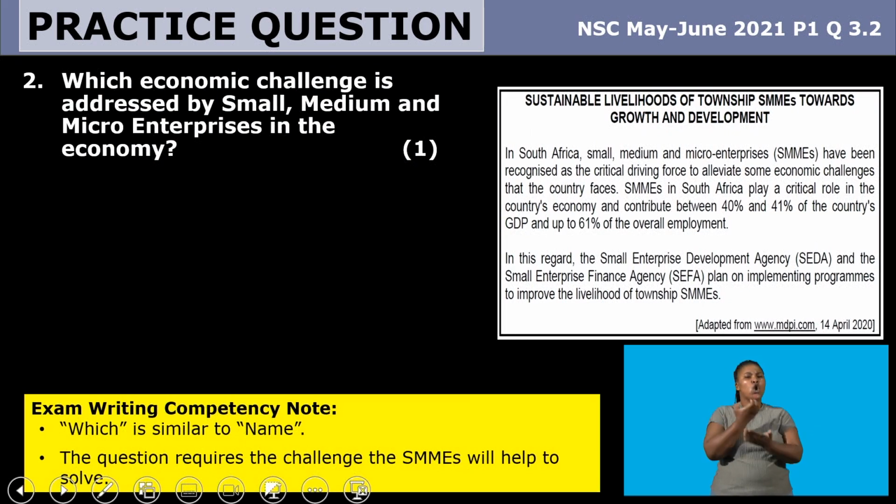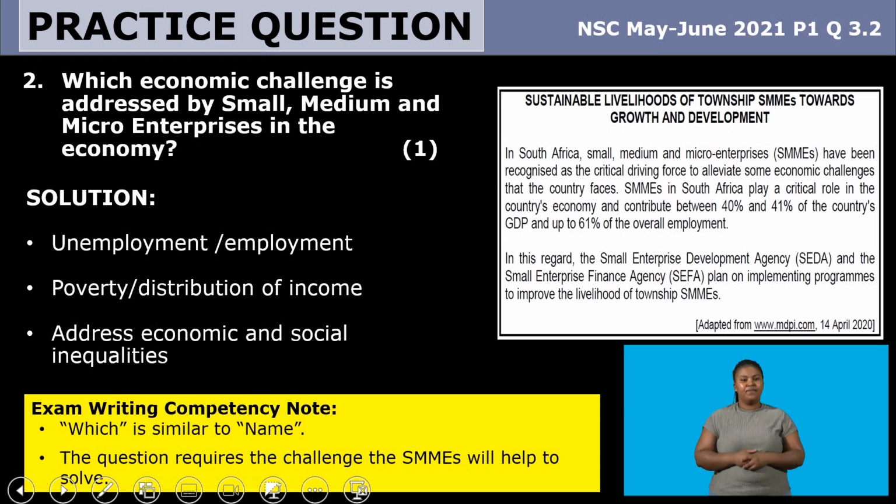Which economic challenge is addressed by small, medium, and micro enterprises in the economy? Unemployment or employment, poverty or distribution of income, as well as the addressing of economic and social inequalities. In other words, we are saying as more and more small businesses are established in the economy, they can also help in job creation, alleviation of poverty, and also distribution of income, even to the poor, as they now get employed by the small businesses.